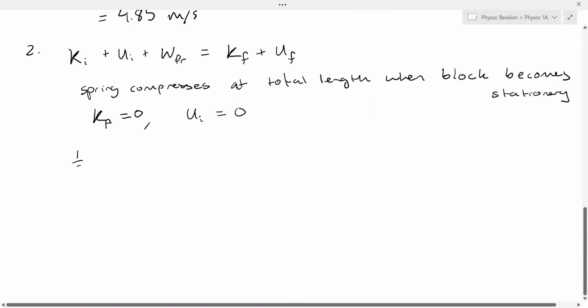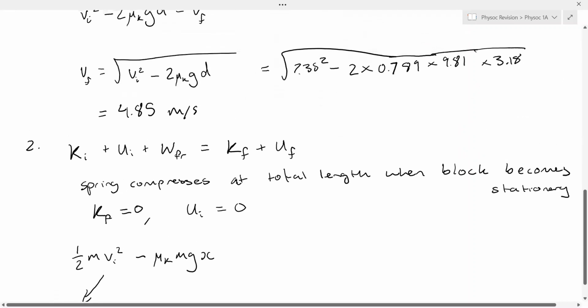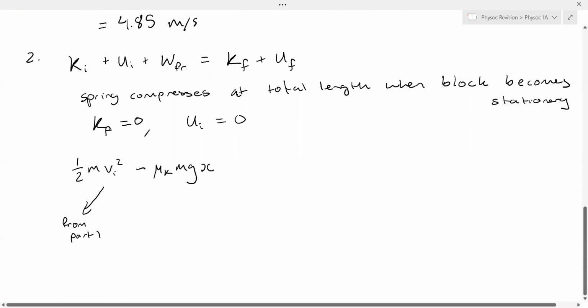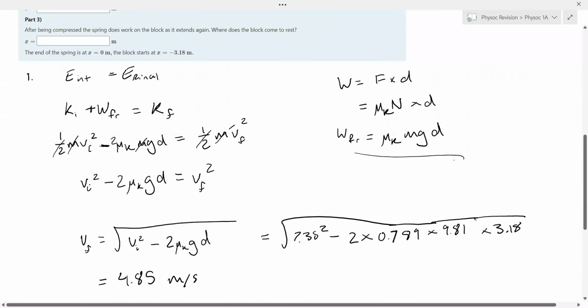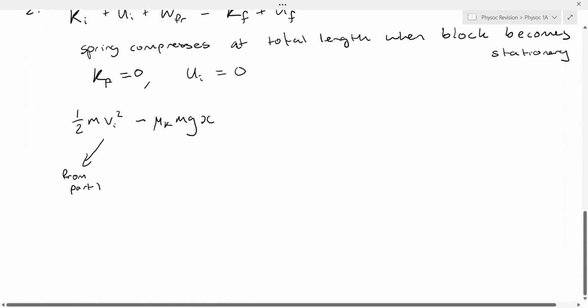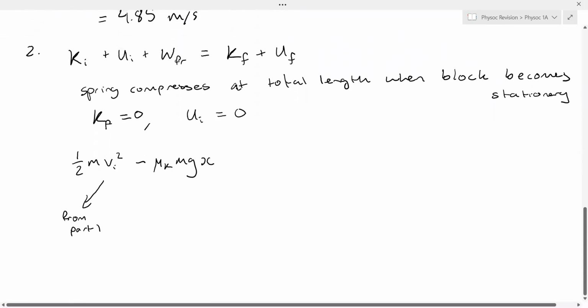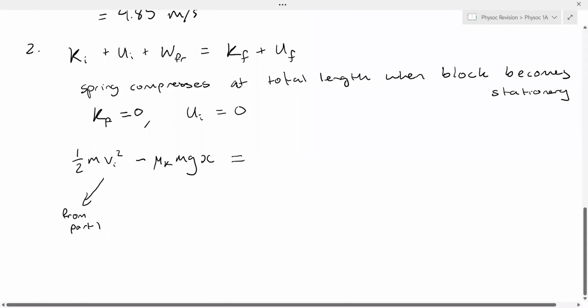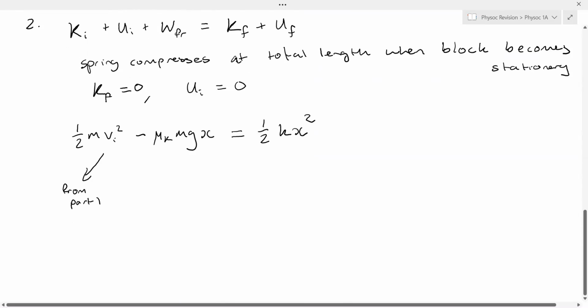So our kinetic energy, half m v initial squared, and this is from part 1. We're going to subtract the effect of friction because that still needs to take away from our initial energy. So minus mu k m g, and we're going to call this x now because we don't really know how far it goes. We want to find that x value. And that's just the same format we had from before, except now the distance traveled is x instead of d. And then this is going to equal just our final potential energy, which we know for a spring is going to be half k x squared.